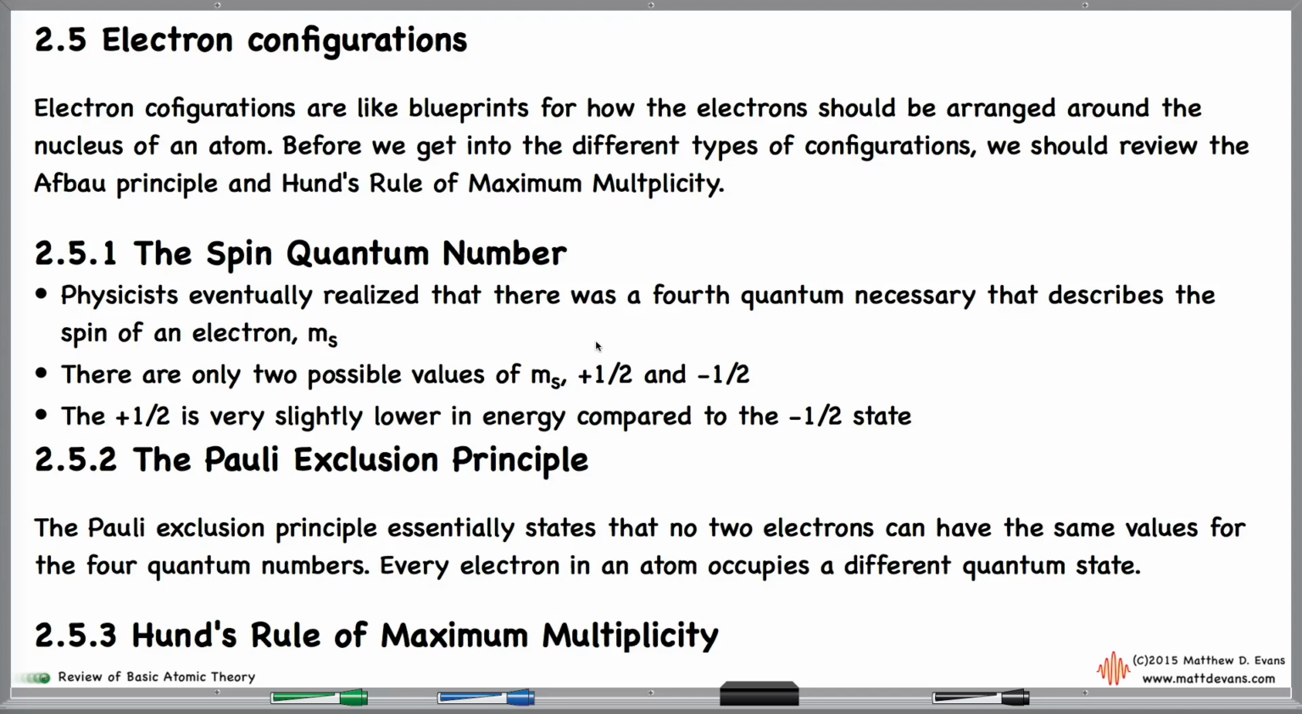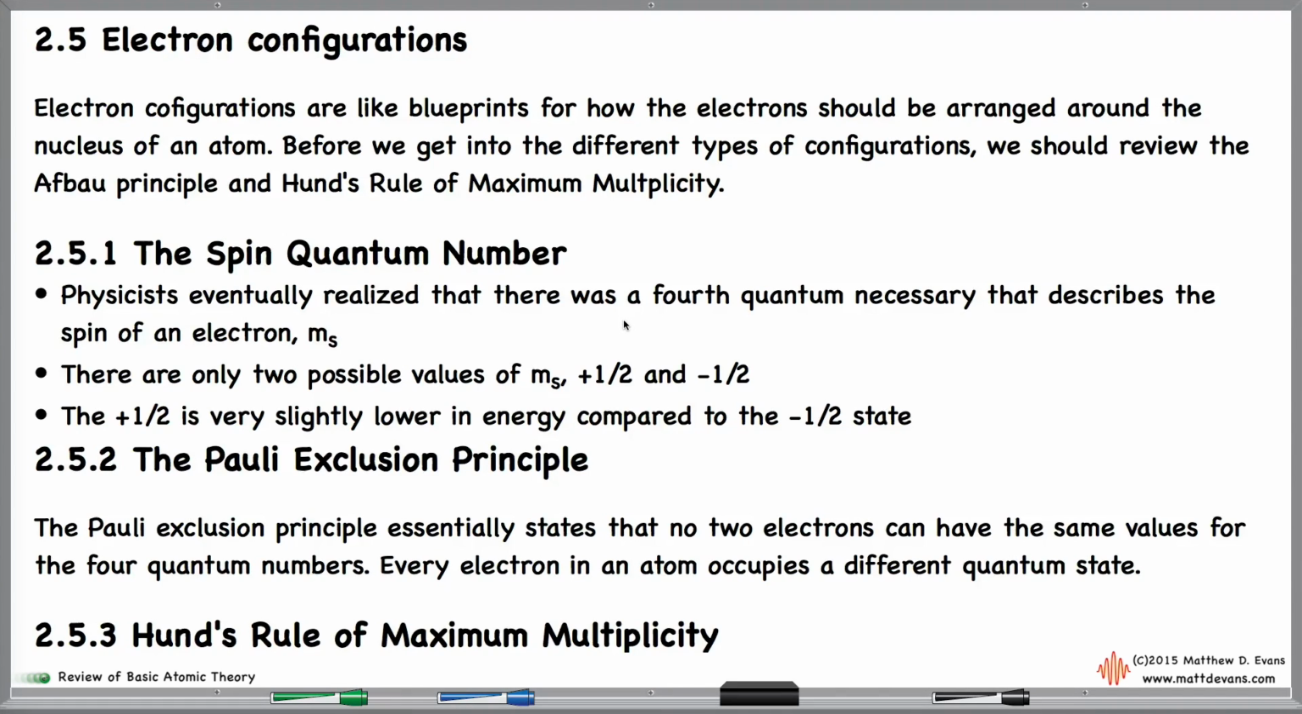Okay, so now finally let's get back to sanity. And let's talk about electron configuration. So here's where it gets easy again. And you've seen these before in general chemistry, I'm sure. Electron configurations are blueprints for how the electrons should be arranged around the nucleus of an atom. It all relates to quantum numbers. It all relates to subshells, shells, and orbitals and this kind of stuff. So we should review really quickly the Aufbau principle and also Hund's rule of maximum multiplicity.